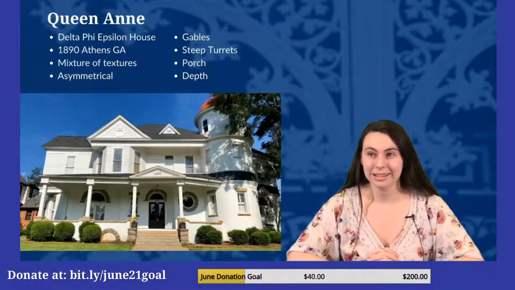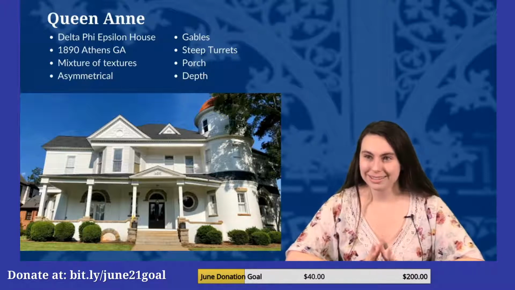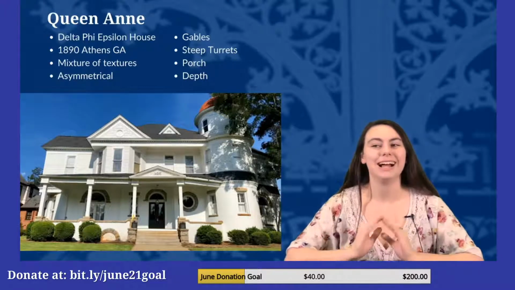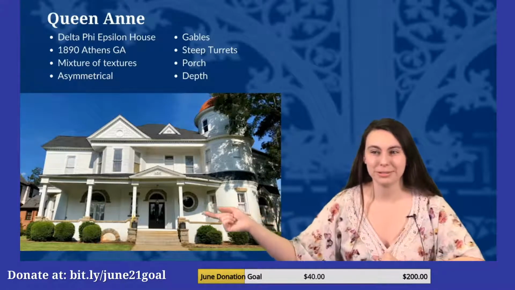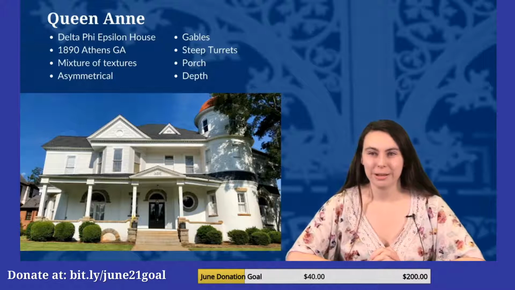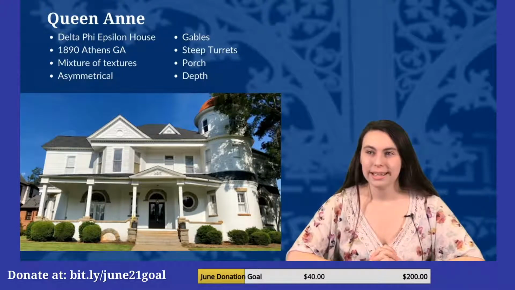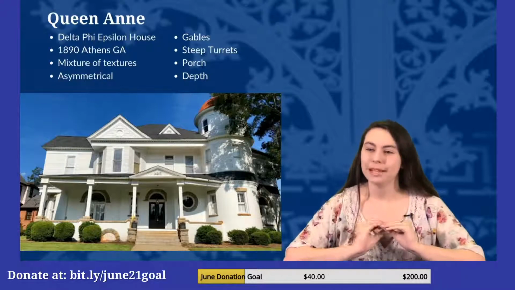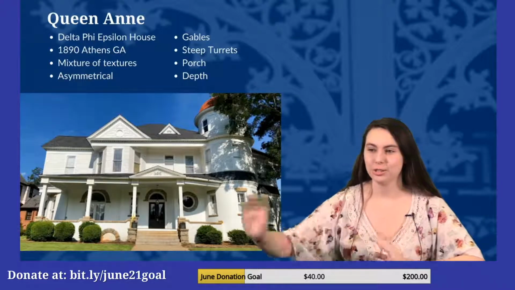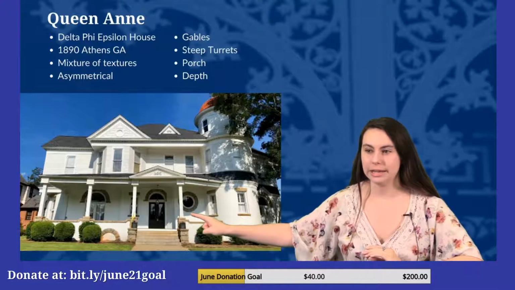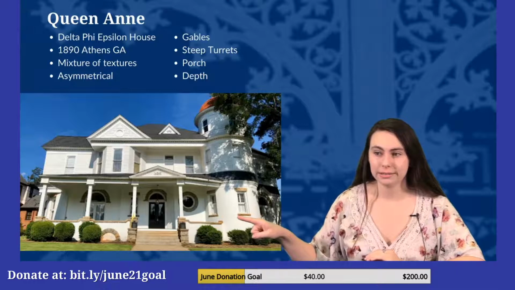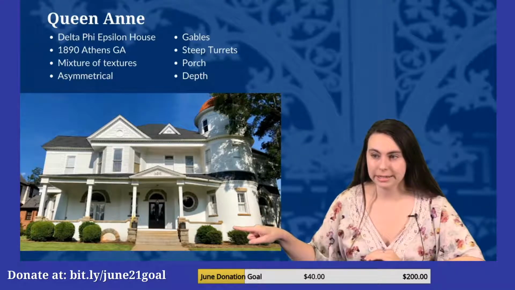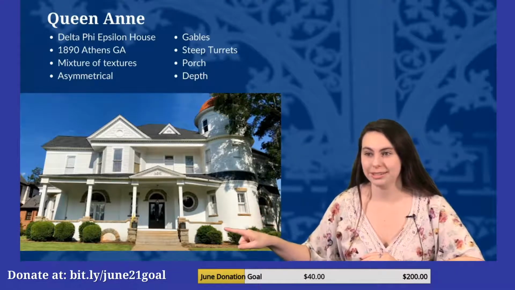So the Queen Anne looks a little bit like the Second Empire, but it has a few differences. This is the Queen Anne style house. This is actually my sorority house, the Delta Phi Epsilon house, which was built in 1890. It's located in Athens, Georgia. Queen Anne likes to play with a mixture of different textures. So we have some stone here. We have some brick here, as you can see. It's all painted white, so it's hard to tell.